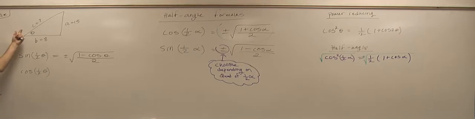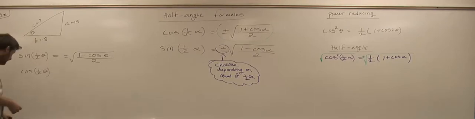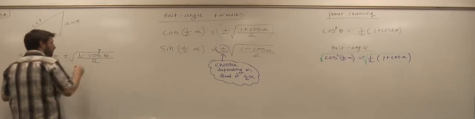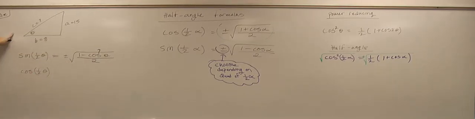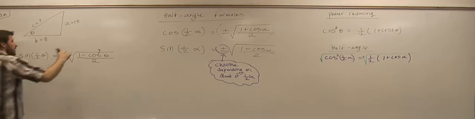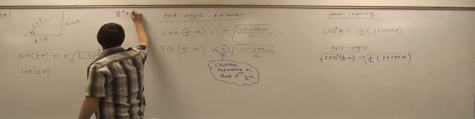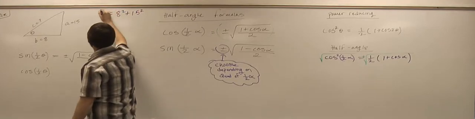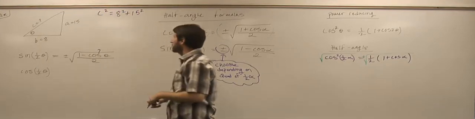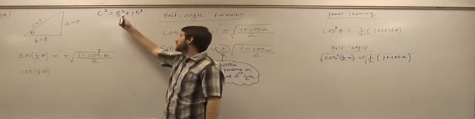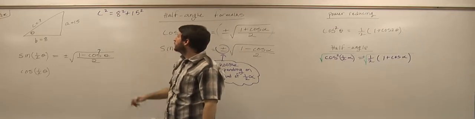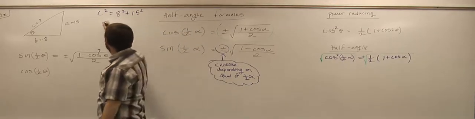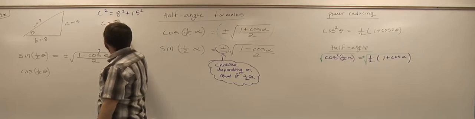Find C, and then you can do adjacent over hypotenuse. So this guy I don't know right now, but I can calculate him in this triangle up here. I know that 8 squared plus 15 squared should equal C squared. So 64 plus 225 will give me 289. So C equals 17.